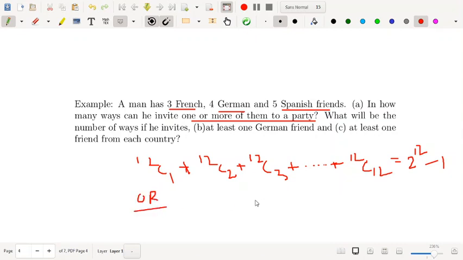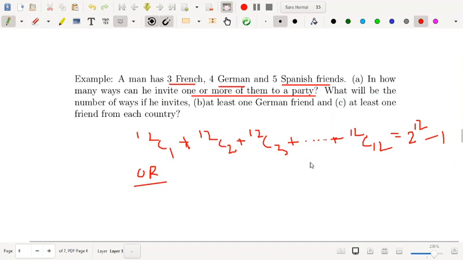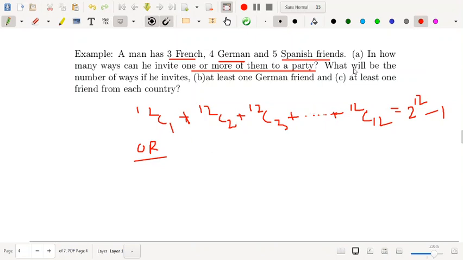Otherwise, in a different way you can explain it like this: each friend is either selected or not selected. So there are 2 possibilities for each friend. So there are 2^12 ways. And since in one case there is no selection, you are subtracting 1. In this way you can also explain, but the rather more beautiful way to explain is 12C1, 12C2, 12C3. Okay, so more questions on that.